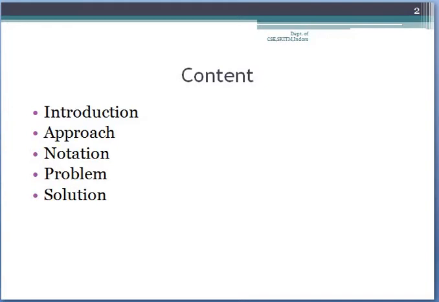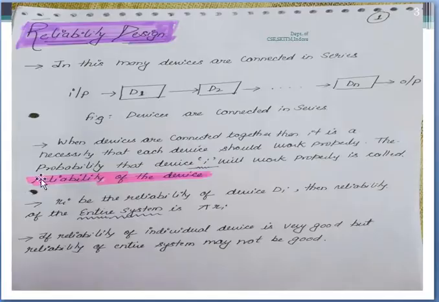So I am discussing what a reliability design is, the approach that we are using, and the notation. We are going to understand this concept with one problem and then see how we get the solution. So let us start with the reliability design. Actually, this problem is based on the multiplicative optimization function.